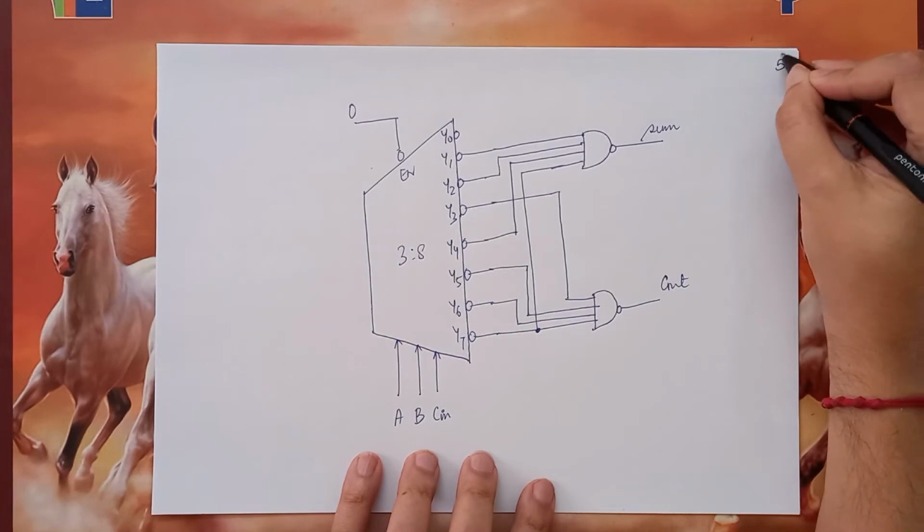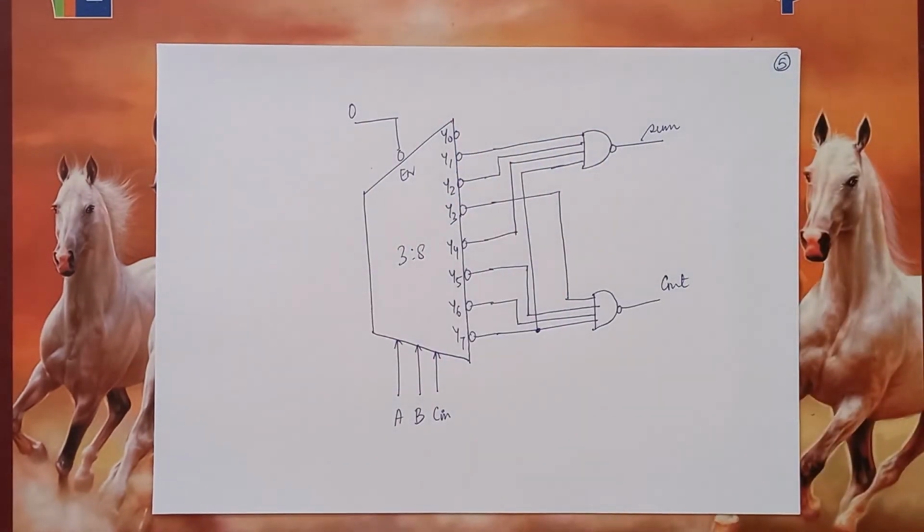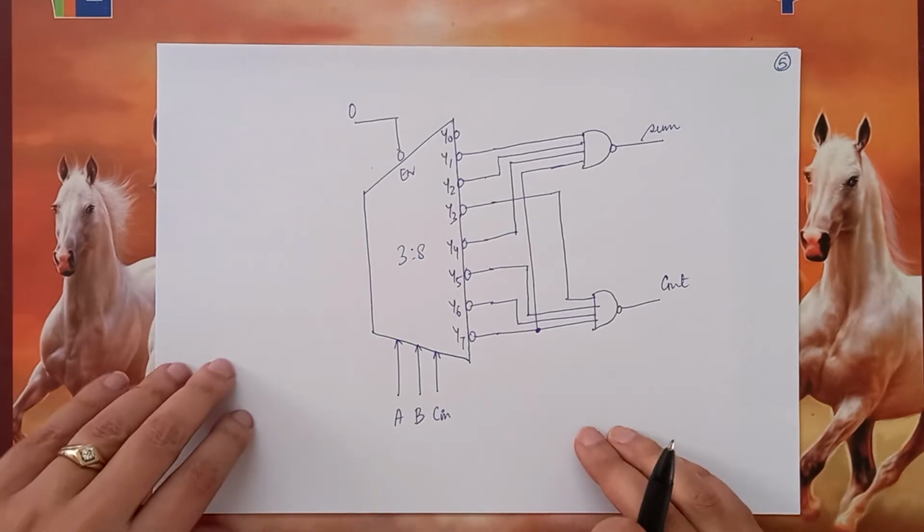Now suppose I had to do the same task using a 3:8 decoder but with active high outputs. Then the task would be even more simple.